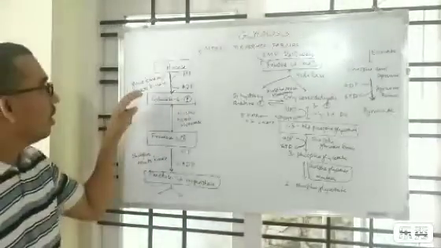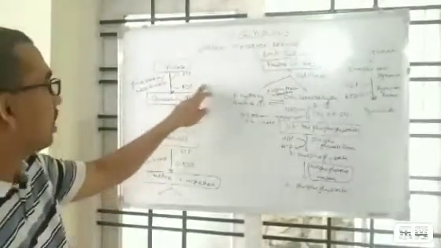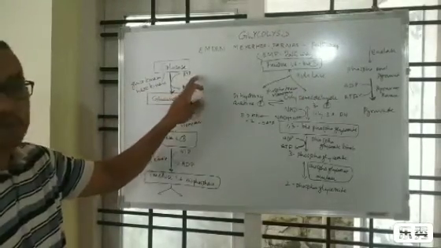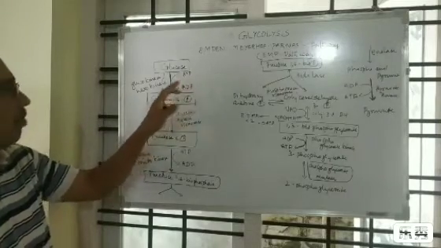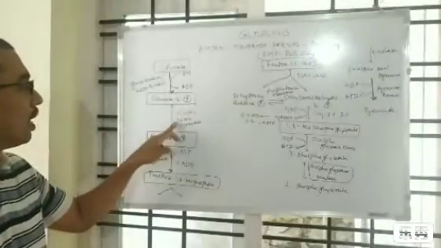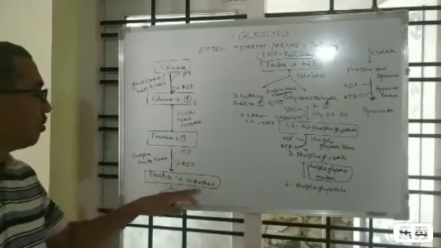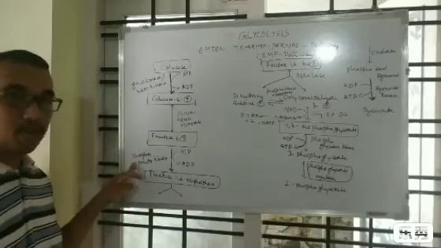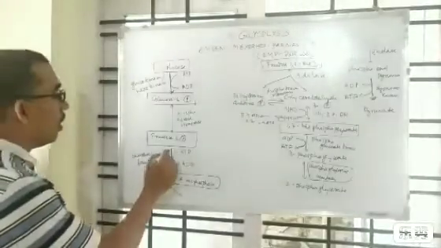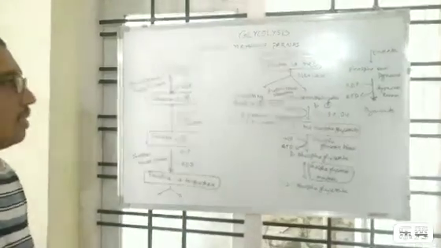So I will repeat. Conversion of glucose to glucose 6-phosphate is an irreversible step, catalyzed by the enzyme glucokinase or hexokinase, and it utilizes a molecule of ATP. Then glucose 6-phosphate is converted into fructose 6-phosphate by the enzyme phosphohexose isomerase. Then fructose 6-phosphate is converted into fructose 1,6-bisphosphate with the help of enzyme phosphofructokinase, and it also utilizes one ATP molecule. This is also an irreversible step.